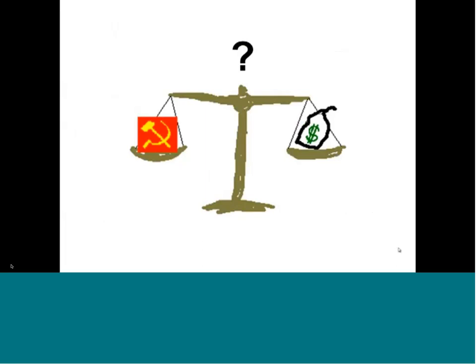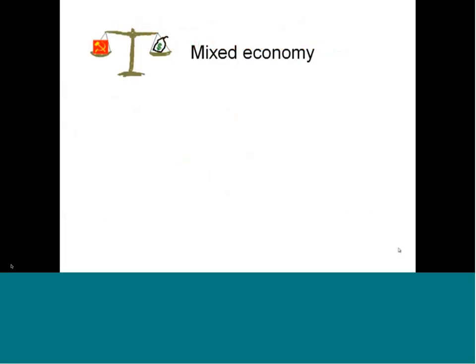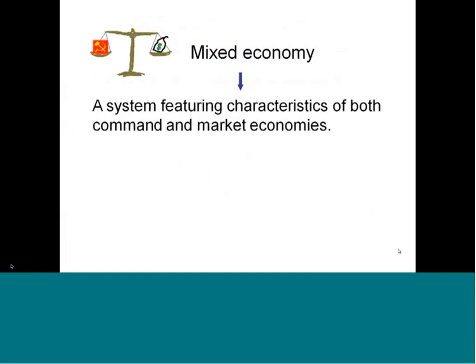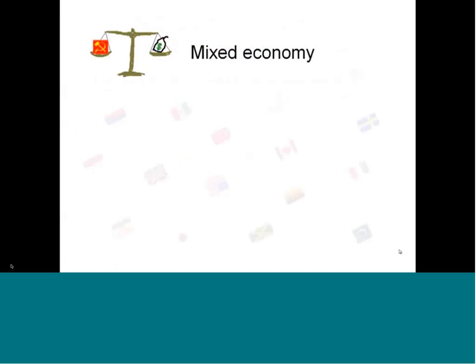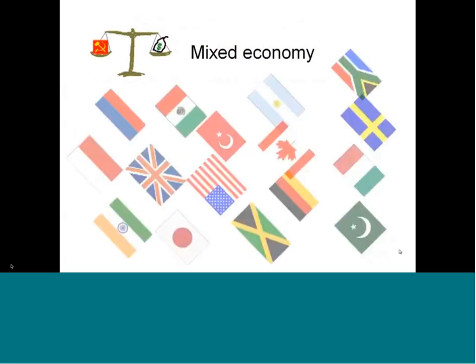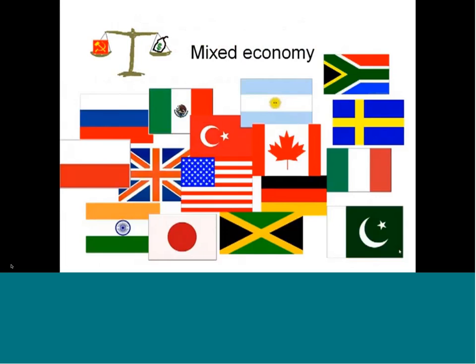Is there a way to blend the best parts of each of these systems? This is called a mixed economy. A mixed economy is an economic system that features characteristics of both command and market economies. What's interesting is most of the economies in the world are in fact mixed economic systems.